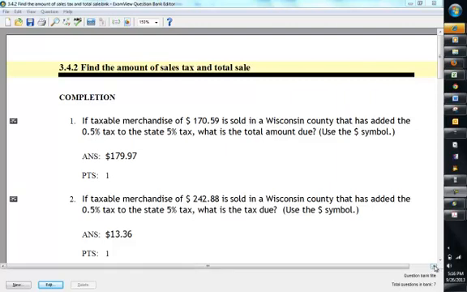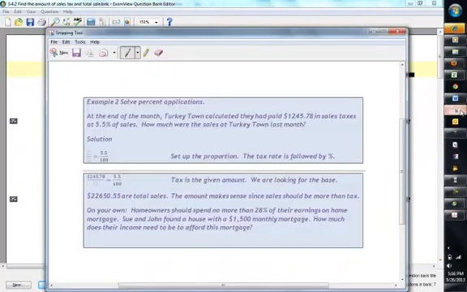This is the lesson on sales taxes, which are pretty easy to figure out. Sometimes it's difficult to know how to apply the rules.